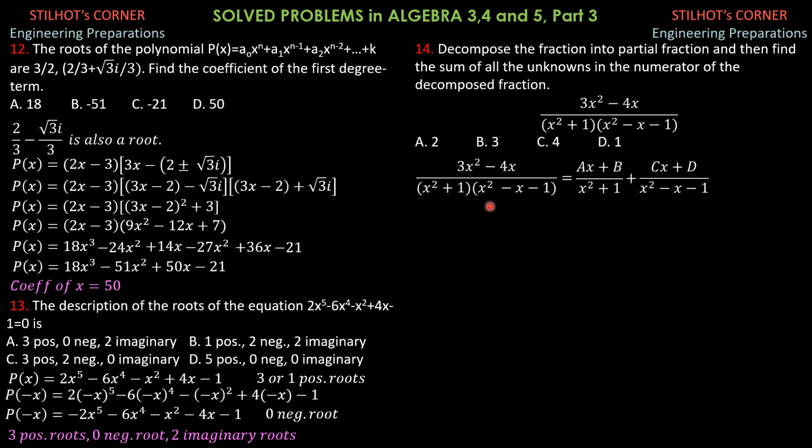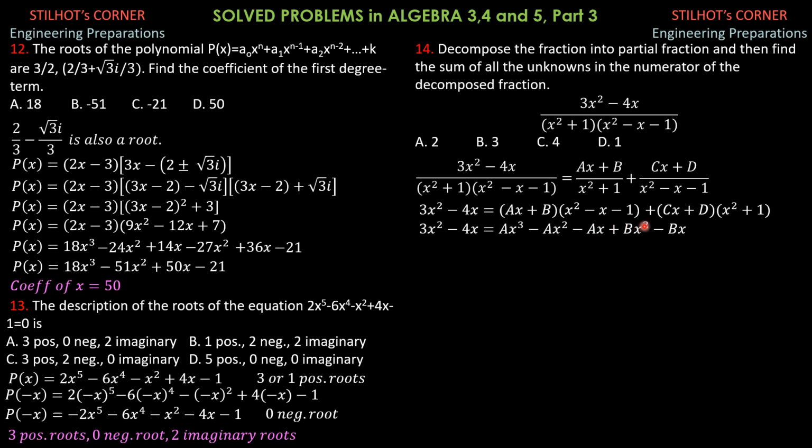Multiply everything by the LCD, which is this. So we have 3x squared minus 4x equals (ax plus b) times (x squared minus x minus 1) plus (cx plus d) times (x squared plus 1). So we expand: 3x squared minus 4x equals ax cubed minus ax squared minus ax plus bx squared minus bx minus b, then plus cx cubed plus cx plus dx squared plus d.